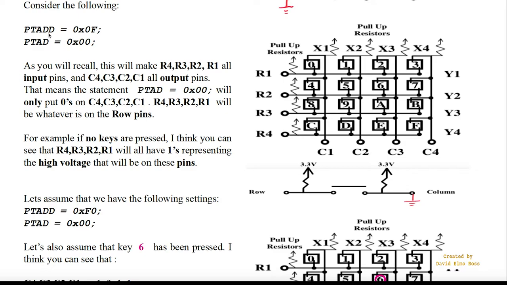Now let's take a look at this case where the port A data direction register is set to 0F, which means it's not going to write out the 0 on the rows, it's going to write out the 0 on the columns, which means now these are all connected to ground. So from here all the way across to here, this is going to be ground. If there's no keys at all pressed on here, then what we're going to expect to find on all the rows is 3.3, 3.3, 3.3, and 3.3.